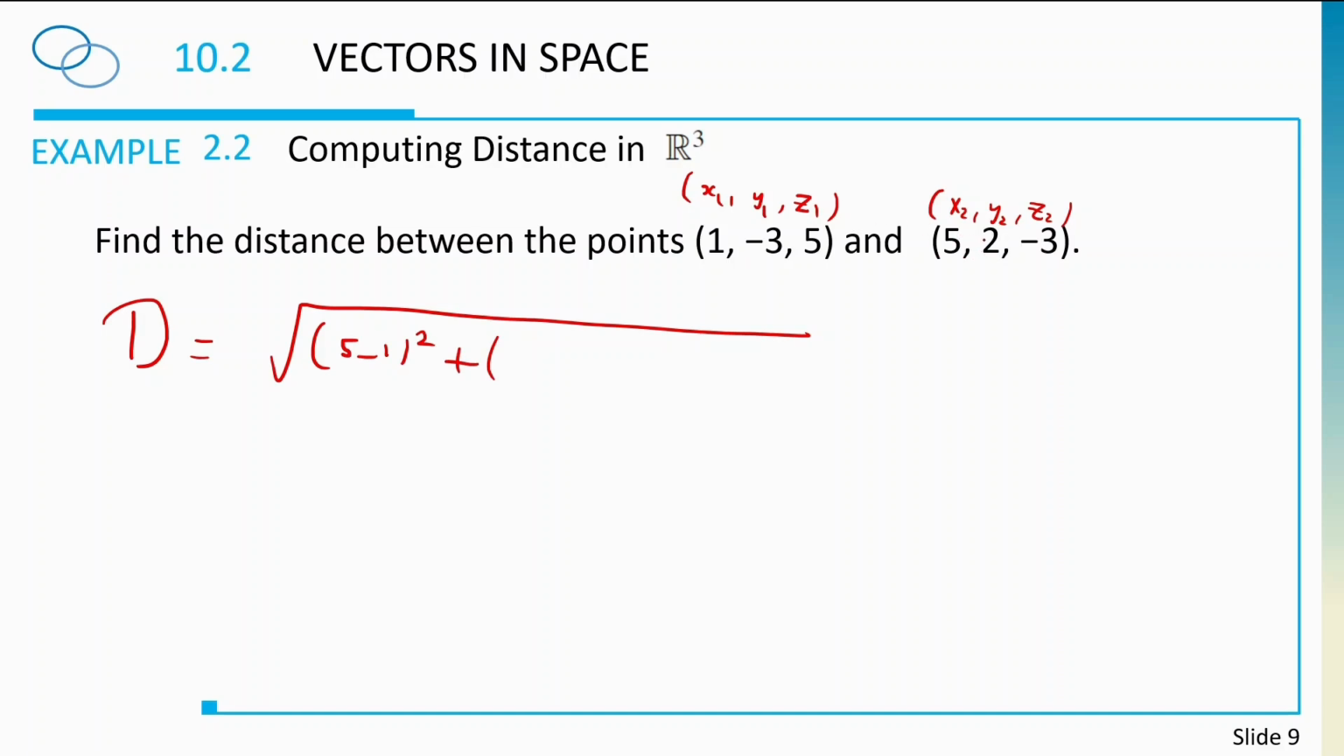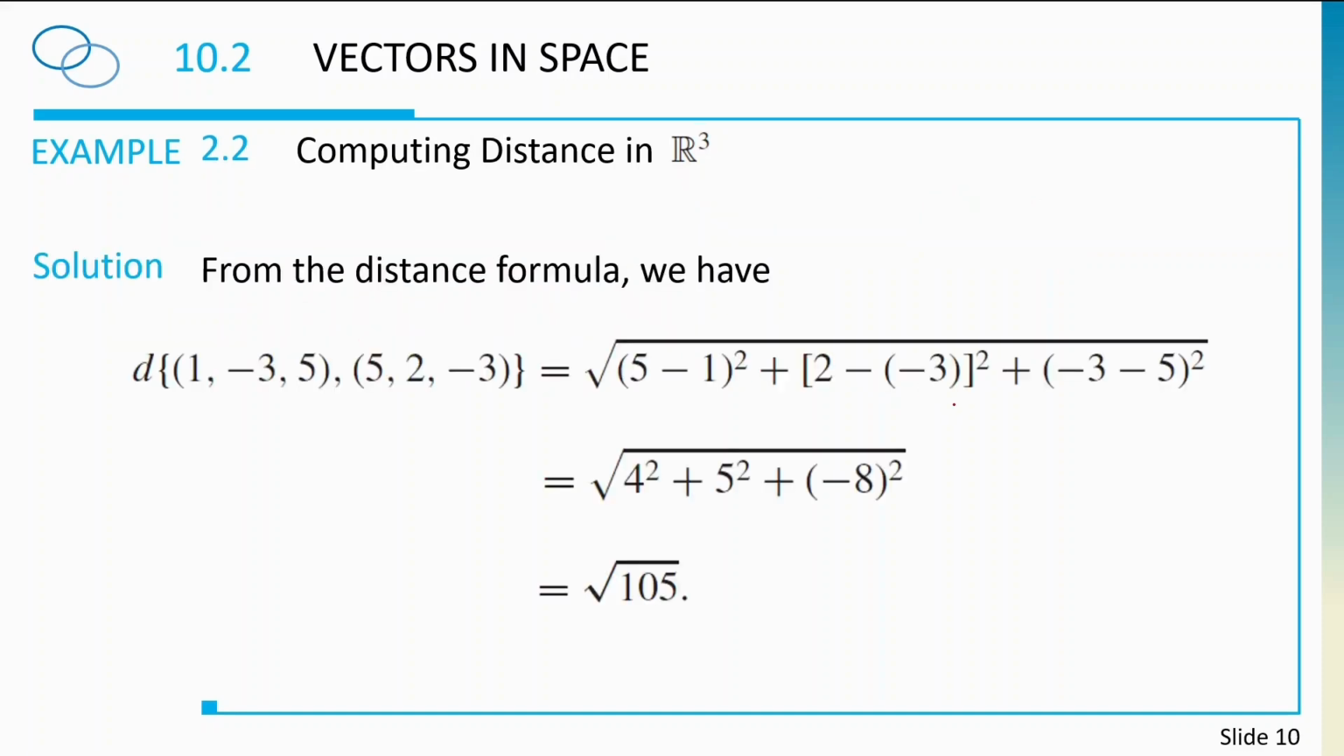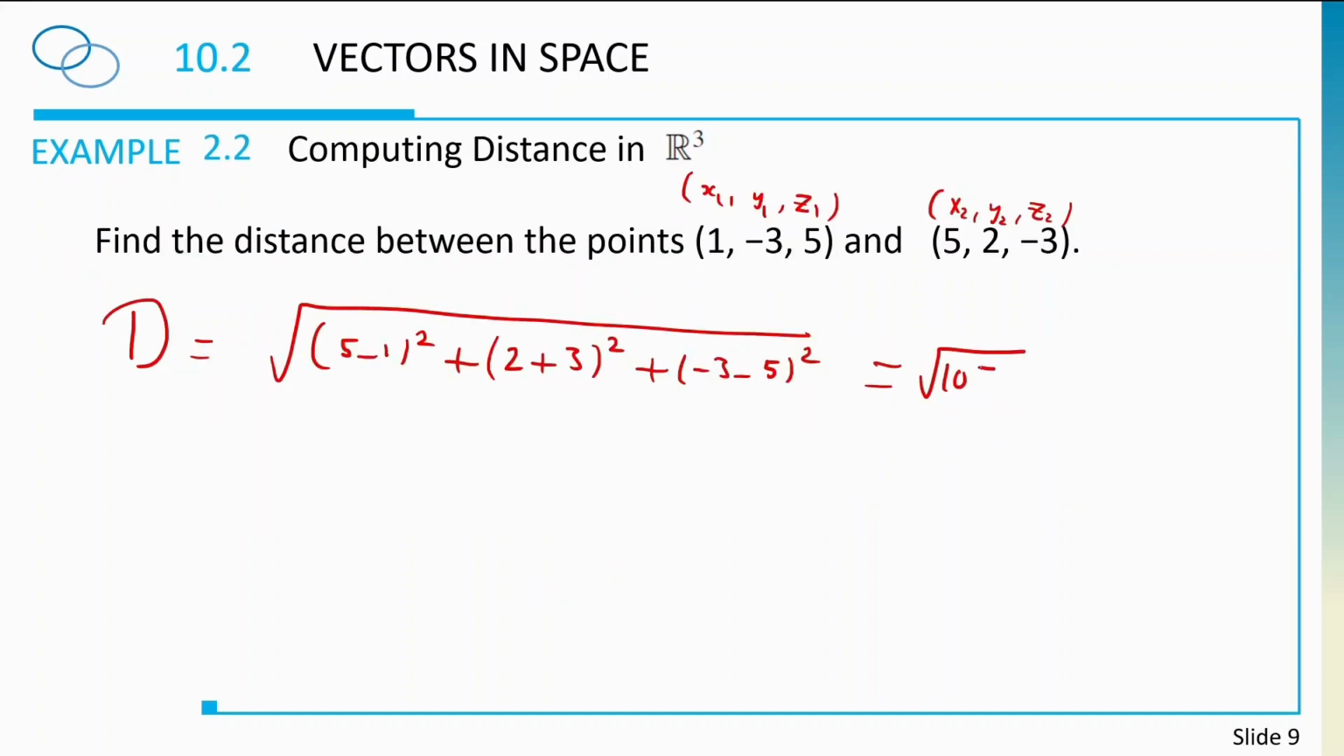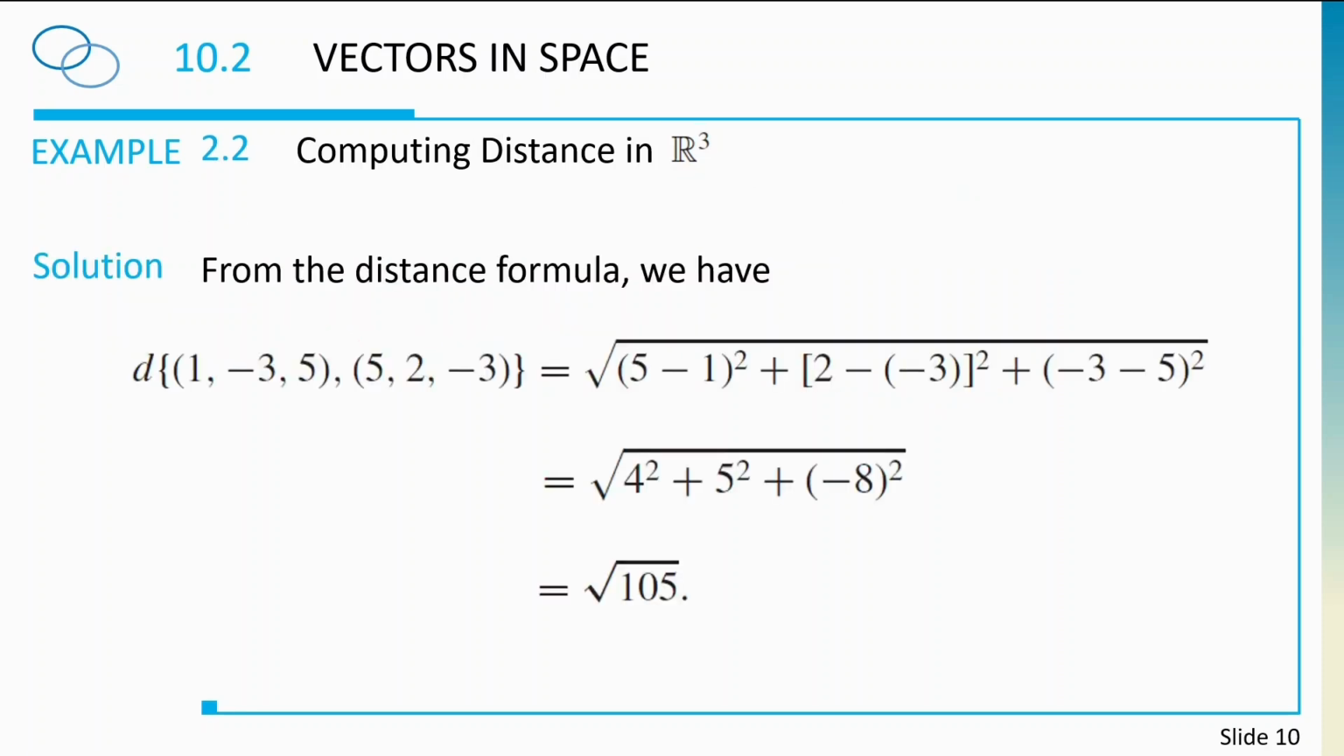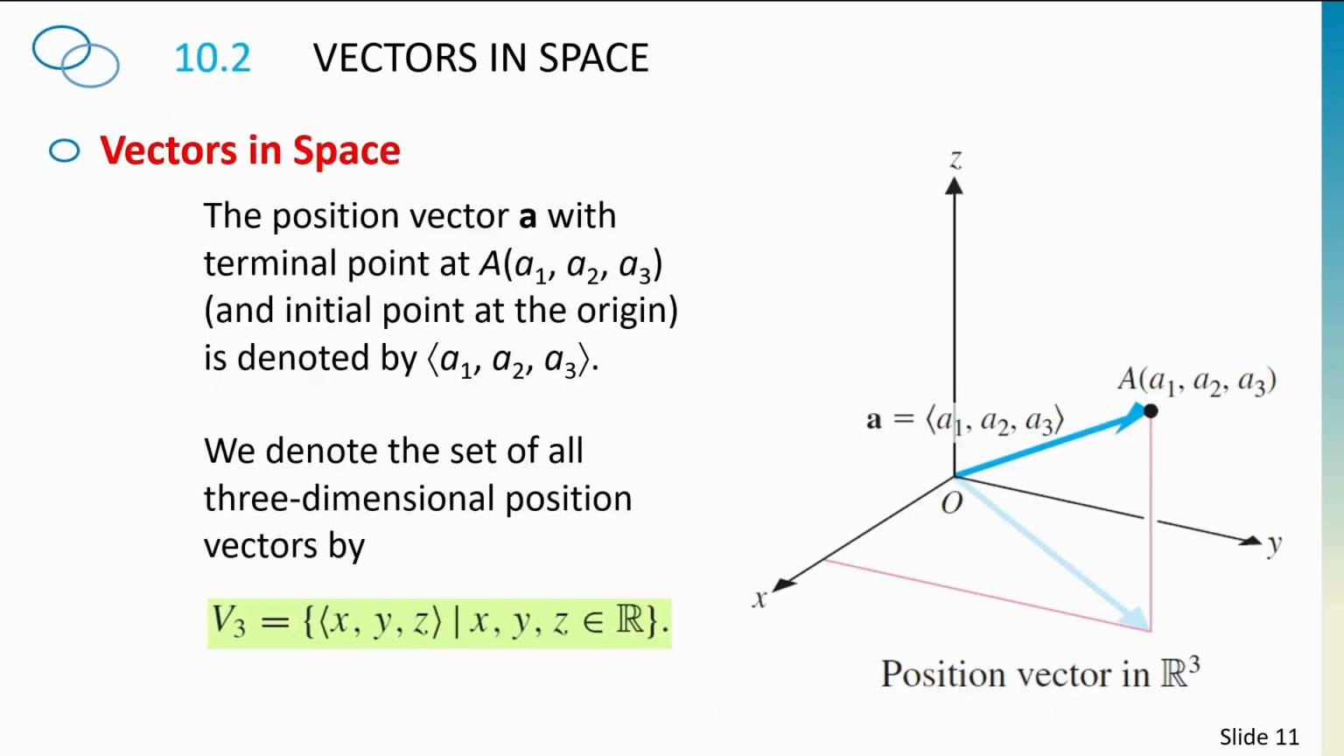If you start with 2, we're doing y2 minus y1, so 2 minus -3, so it's 2 plus 3 squared. Same thing for z, so it's -3 minus 5 squared. If you just calculate this, it will be equal to radical 105. Just like the simple distance formula. Okay, good, easy.